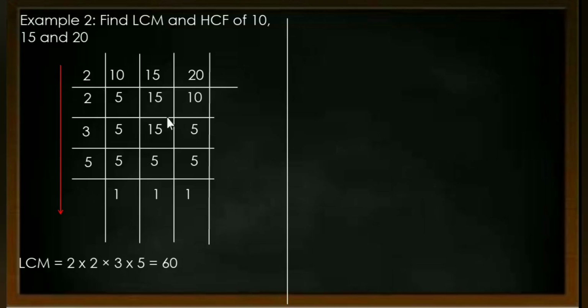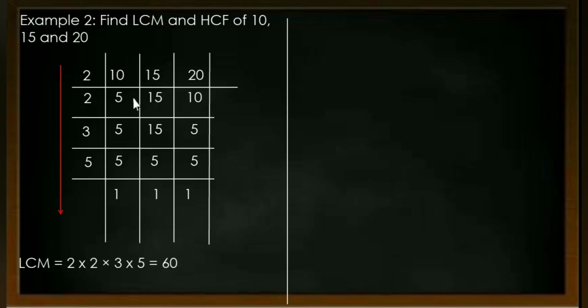and ask ourselves, in considering this first row, did 2 divide all the numbers without remainder? The answer is no. 2 divided 10 without remainder to give us 5, divided 20 without remainder to give us 10, but it couldn't divide 15 without remainder. Hence, we are not considering this row. Move to the next row.